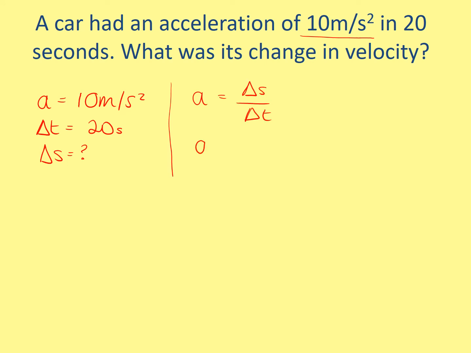So I can write down 10 for acceleration is equal to the change in speed divided by 20. Now the way we solve this is we times both sides by 20. So I'll do 10 times 20, and that's going to give me the change in speed. So the change in speed is going to be 200 meters per second.